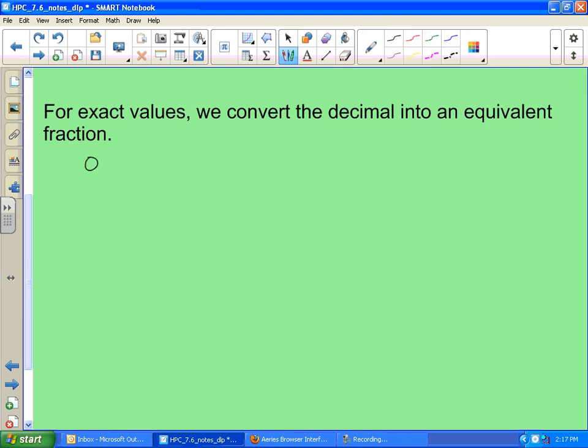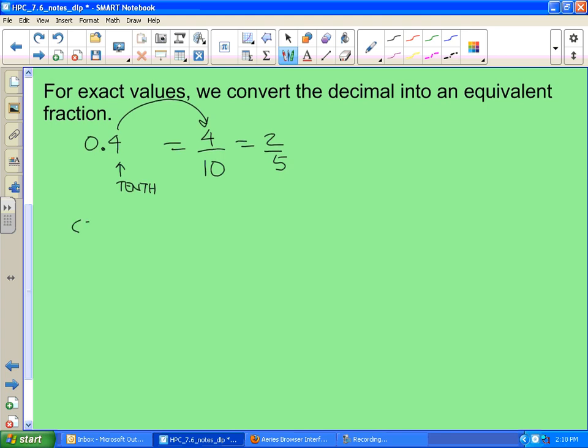Well, first of all, negative we won't worry about right now. 0.4. Right now I'm in the tenths place. So if I want an equivalent fraction, I'm going to do something over 10. Whatever this is goes right there. Don't worry about the decimal anymore. So 4 over 10 becomes 2 over 5. So that's what I'm going to use now. And I'm going to solve for the cosecant of the inverse cosine of negative 2/5.